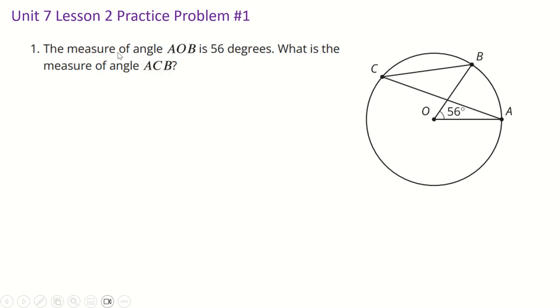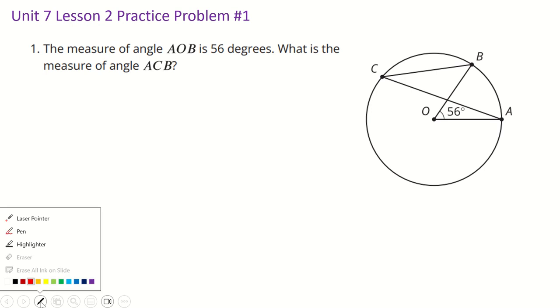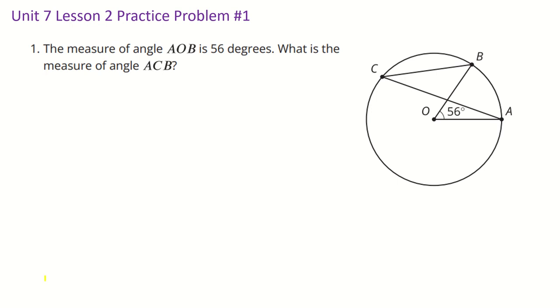It is telling us that the measure of angle AOB is 56 degrees. If I outline AOB, I'm going to grab a highlighter here, I'll do a yellow one. They're saying if I measure this angle AOB, that is going to be a 56 degree angle. And they want us, I'm going to mark it in green, this is what we're trying to find. We need to figure out the angle measure of ACB.